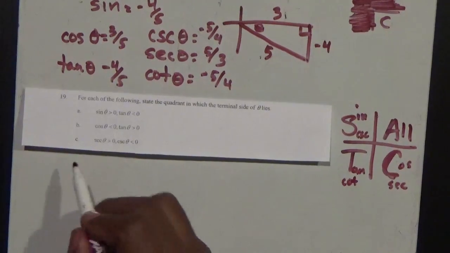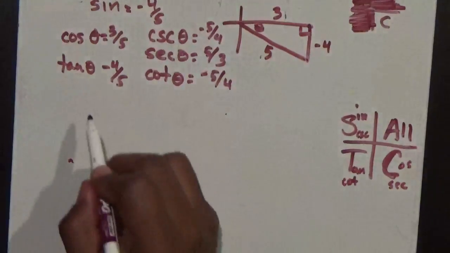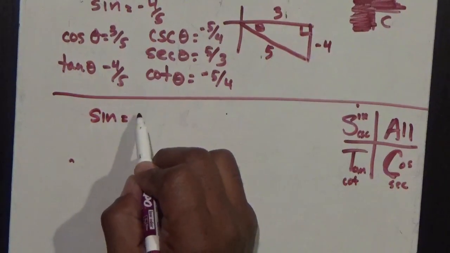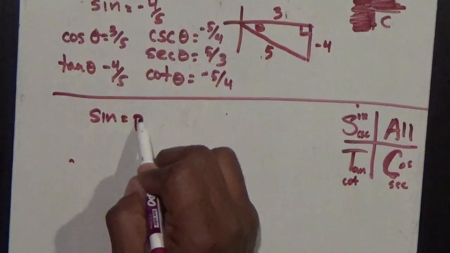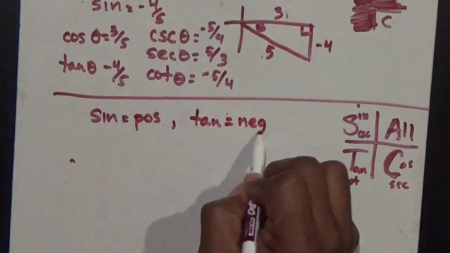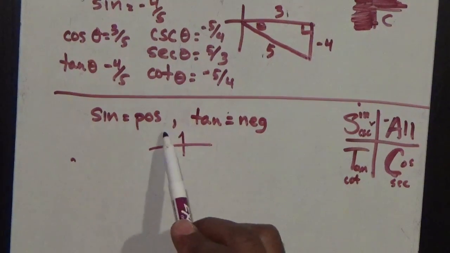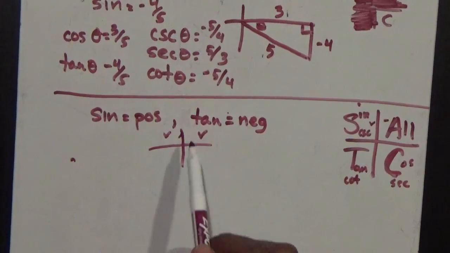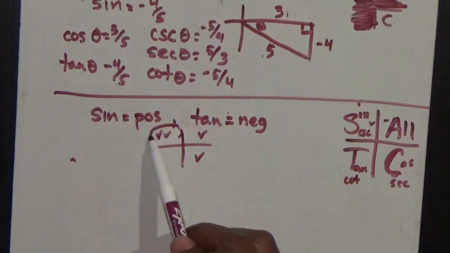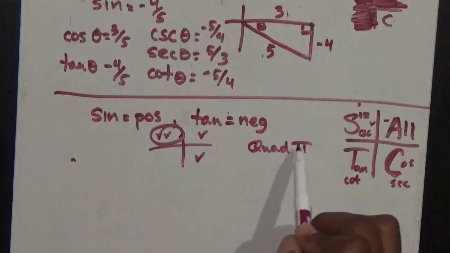Alright, so let's go. Alright, A, I'm just going to move this. You can look at your paper. Where sine is greater than 0, so positive, and where tangent is negative. Where sine is positive would be here and here. That's where sine would be positive. But where tangent is negative, well, tangent is negative here and here, so it must be, ding, ding, ding, quadrant 2.